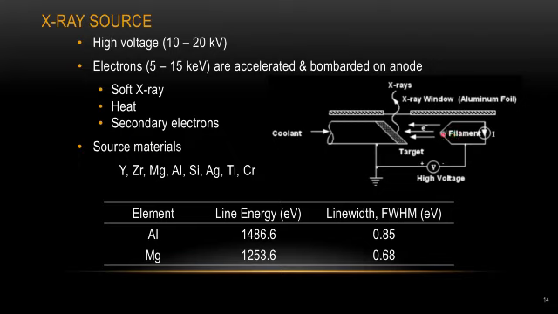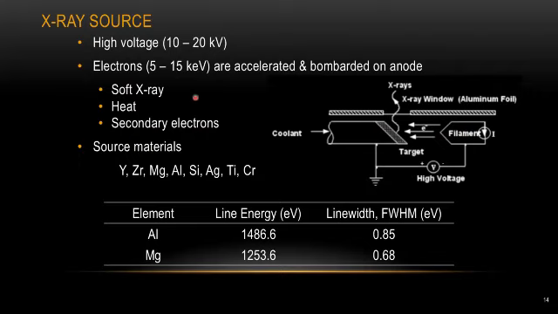At the tip of the tungsten filament, we generate terminating electrons, which fly at high speed in the vacuum chamber and bombard a piece of target. When the electrons bombard the target, the sudden deceleration of the electrons generates soft X-rays, a lot of heating, and some secondary electrons. The soft X-ray is what we use for the XPS measurement.